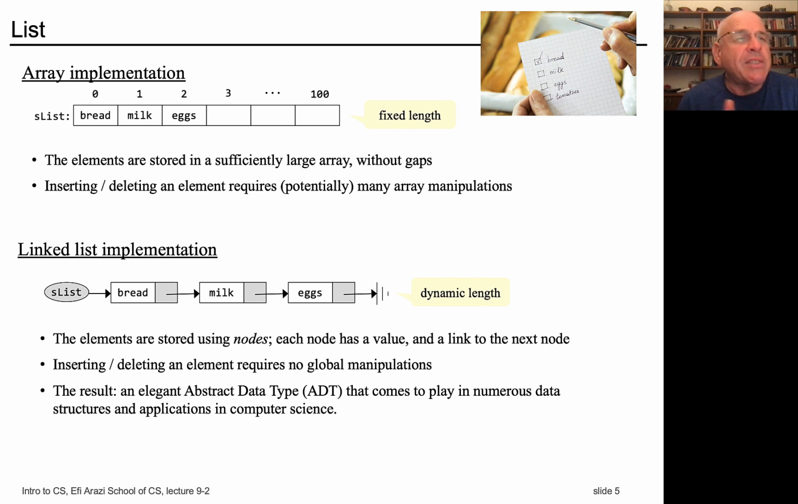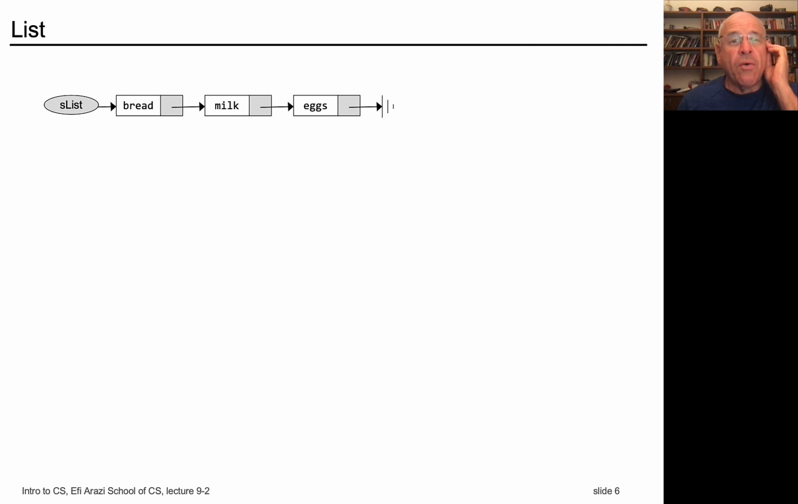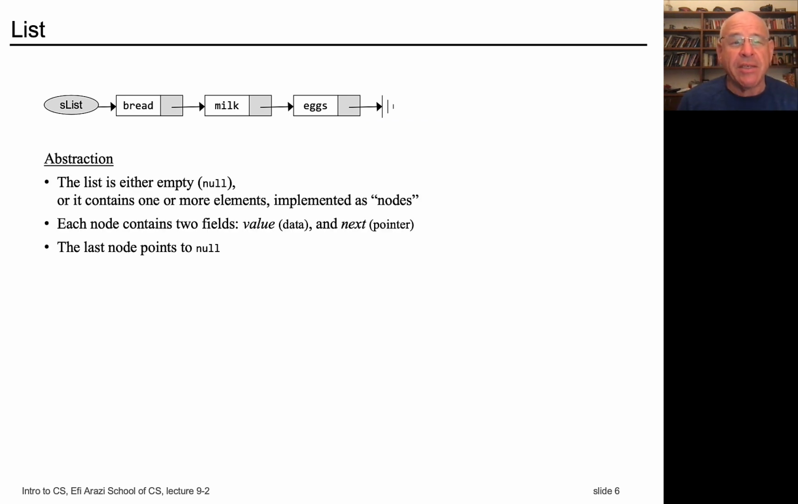You don't have to decide in advance how many elements you will have. So it's a very convenient and elegant thing to play with. All right, so here's a list of 3 elements: bread, milk, and eggs. And here's the abstraction. The list can be empty, which means that slist, my shopping list, will point to null. If it points to null, it means that I have an empty shopping list.